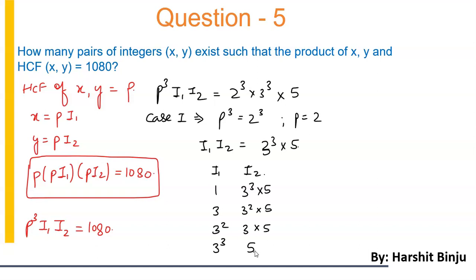Now again the point is I have to take values of I1 and I2 in such a way that there is nothing in common between the two values. Otherwise, again, the SCF will not be p, it will be something more than p. I need to ensure that the SCF is p. So this will work because there is nothing in common. One of them is 1, another is 3 cube into 5. I can't take the second case because in this case 3 is common. So in this case my SCF will not be p.